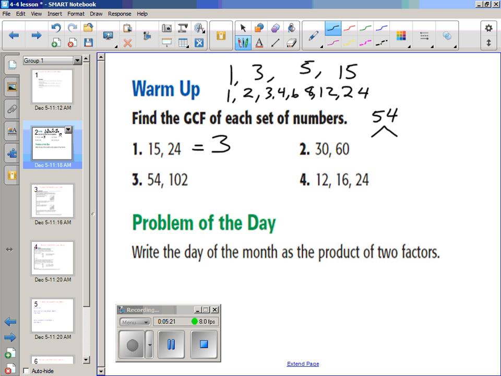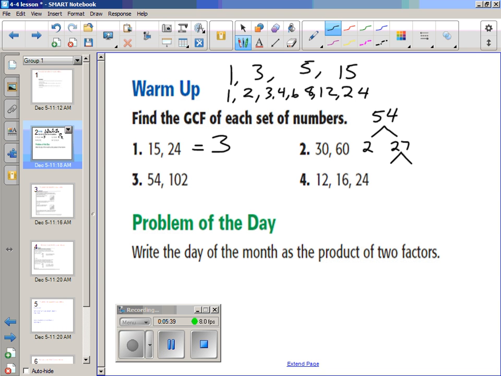I'm going to start off, because I know 54 is even, right? I'm going to start off with 2. How many 2's will go into 54? What's half of 54? 27. Okay? And now I'm going to take out a 3 because 2 plus 7 is 9.